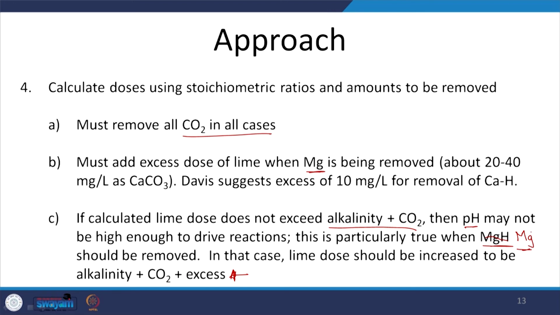Why? As I told you, magnesium will be removed at a relatively high pH, around 11.5. So, the pH has to be increased considerably. That is why you are adding this excess too. That is something to keep in mind. So, let us move on.